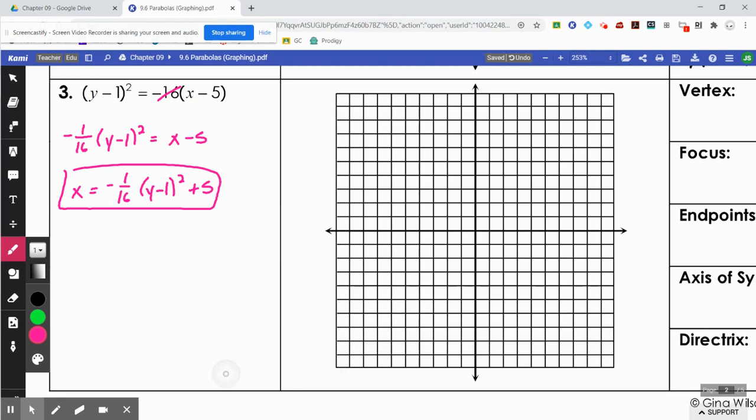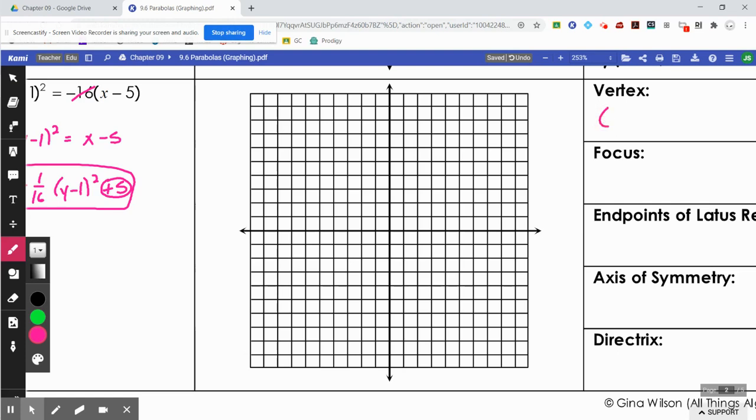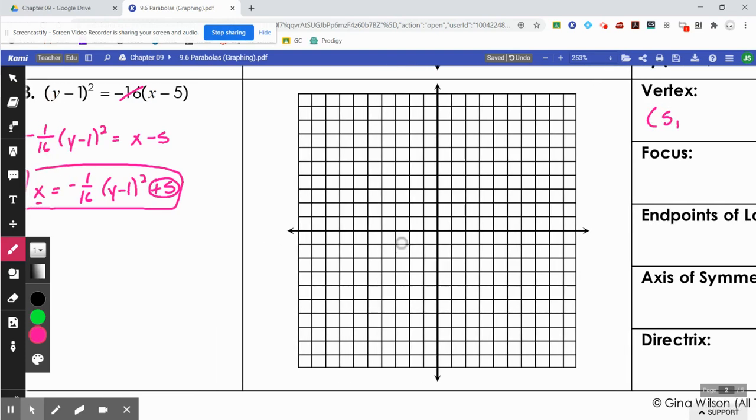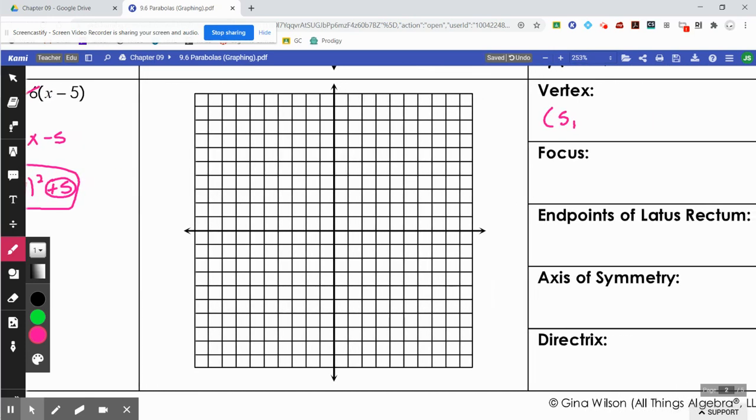Again, since it's x equals, this plus 5 is going to do exactly what it says it's going to do. It's going to move it right or left. And since it's a plus 5, it's going to move it right 5. So my vertex is now located at 5, comma. The -1 on the y is going to do backwards what it says. Since it's a -1, it's going to move it up 1. So my vertex is going to be located at 1, 2, 3, 4, 5, 1 right here.